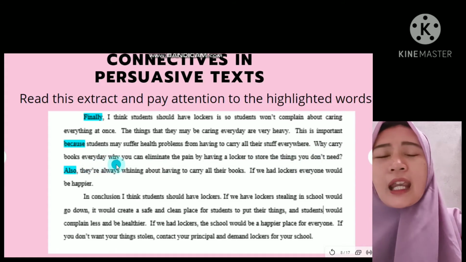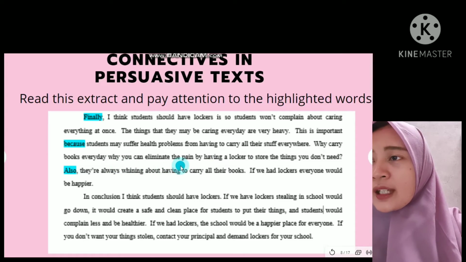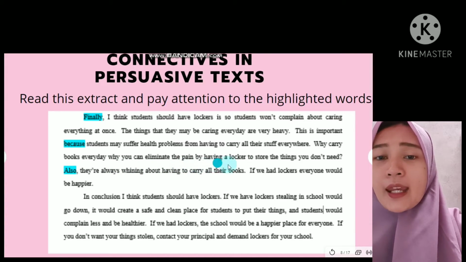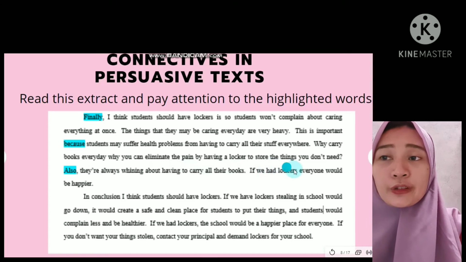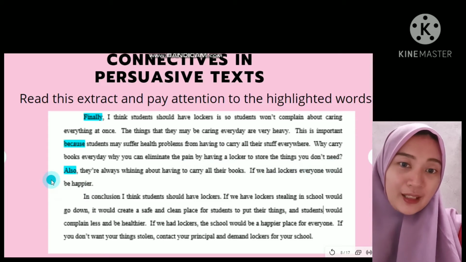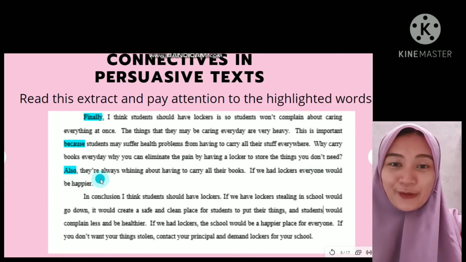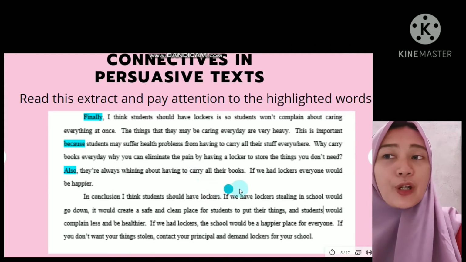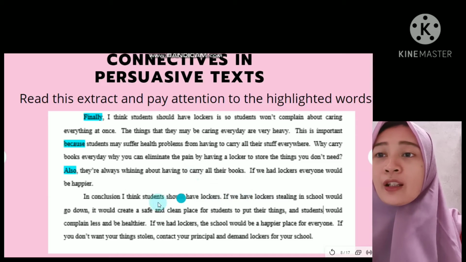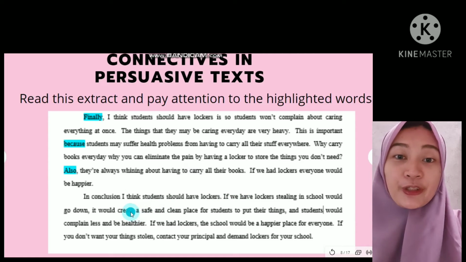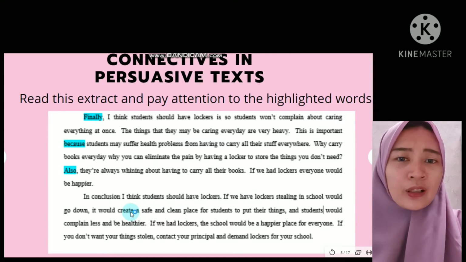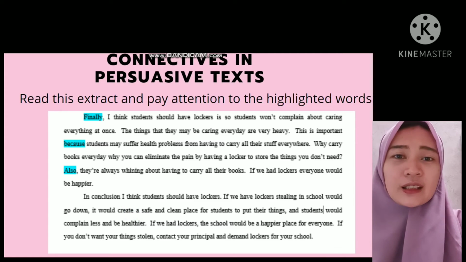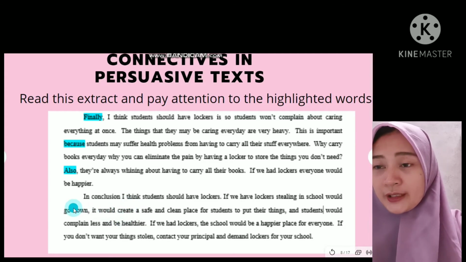Why carry books every day? Why not eliminate the pain by having a locker to store the things you don't need? Also, they are always whining about having to carry all their books. If we had lockers, everyone would be happier. Do you know what I mean? You don't have to bring all the books every day, right? You just keep them in your lockers.